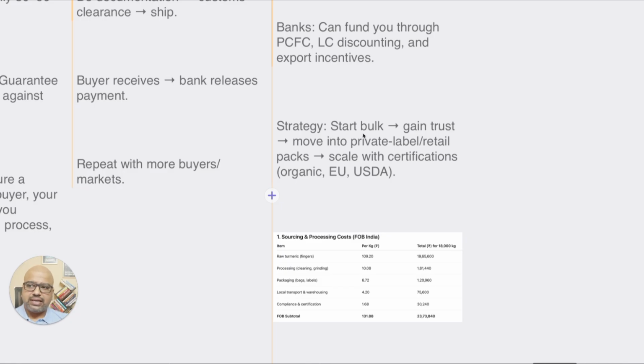Then comes the strategy: start with bulk, gain trust, move to private labels, retail packages, scale with certifications, organic, EU or US FDA. So whatever is needed, get it done.